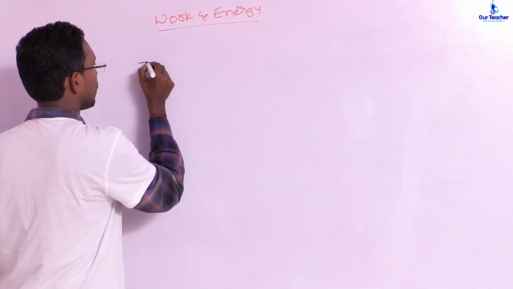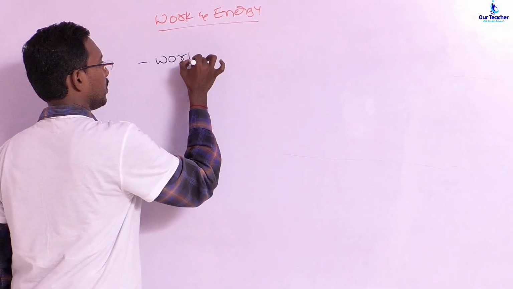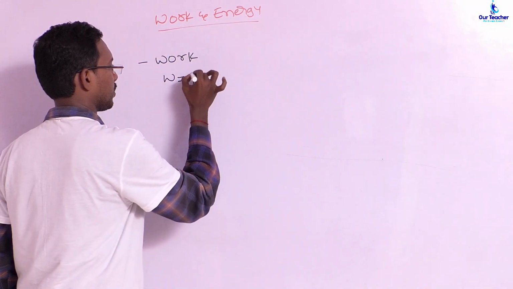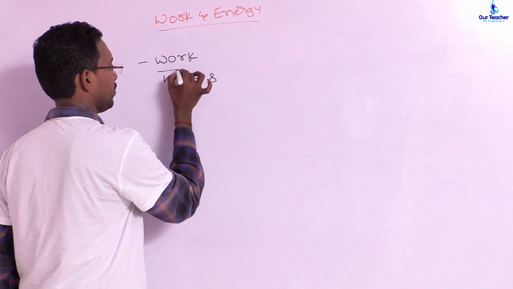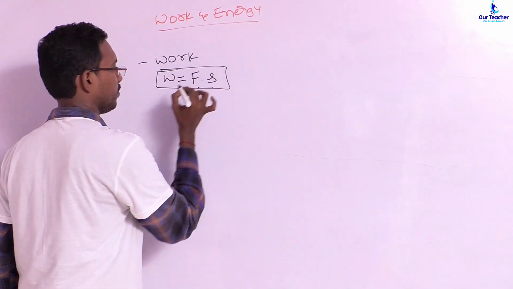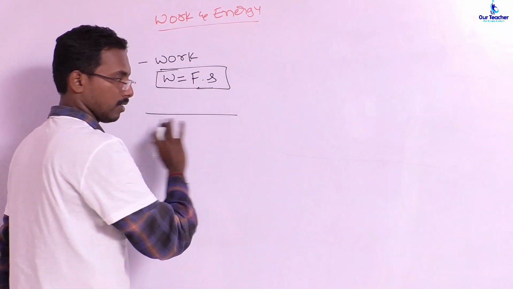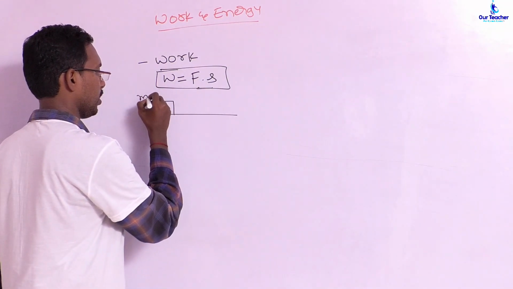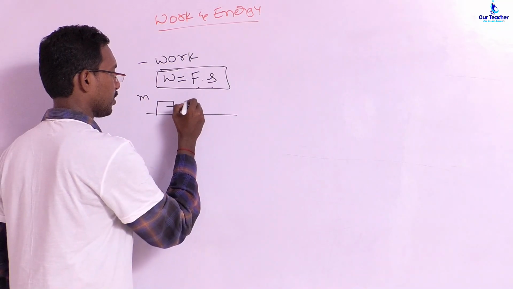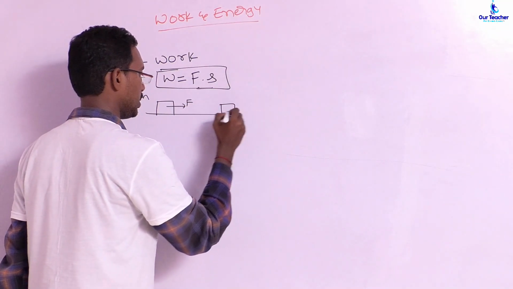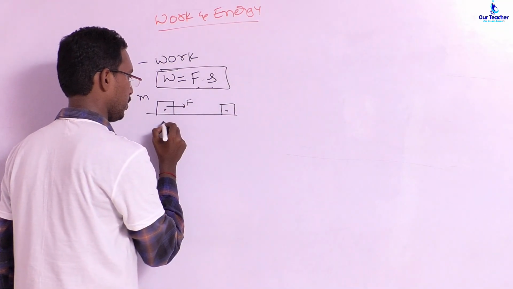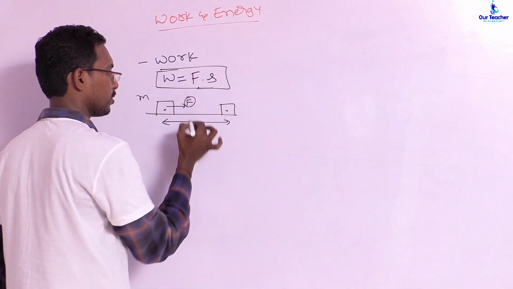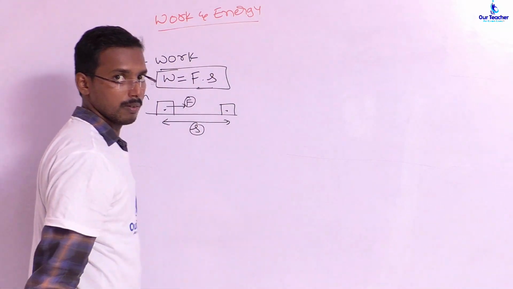What is work? Work can be defined as the product of force and displacement. Simply, this is the formula of work. That means if I take a table and I have a body of mass m, and if I apply a certain amount of force, what will happen? The body will be displaced from one point to another point with a certain amount of displacement. Is it or not? So the product of force in the direction of displacement is nothing but work.